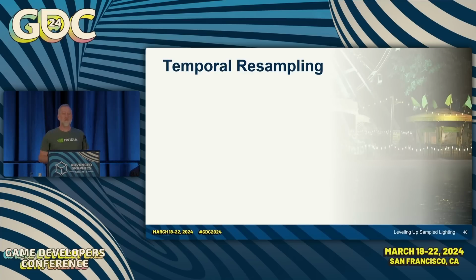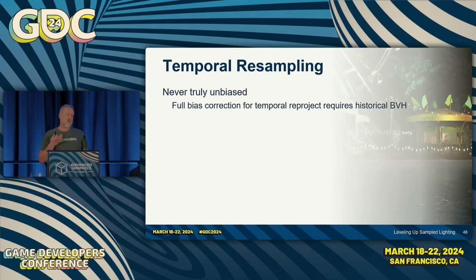So let's move on to temporal resampling. Temporal resampling is the place that really starts making us good. We're never truly unbiased with our temporal resampling in UE4 or UE5 because full bias correction requires that we have a historical bounding hierarchy. We can't really do this in games typically because we're doing things like refitting skeletal characters, and we just don't have the historical BVHs from the last frame, and it would take a ton of memory to do that sort of stuff.